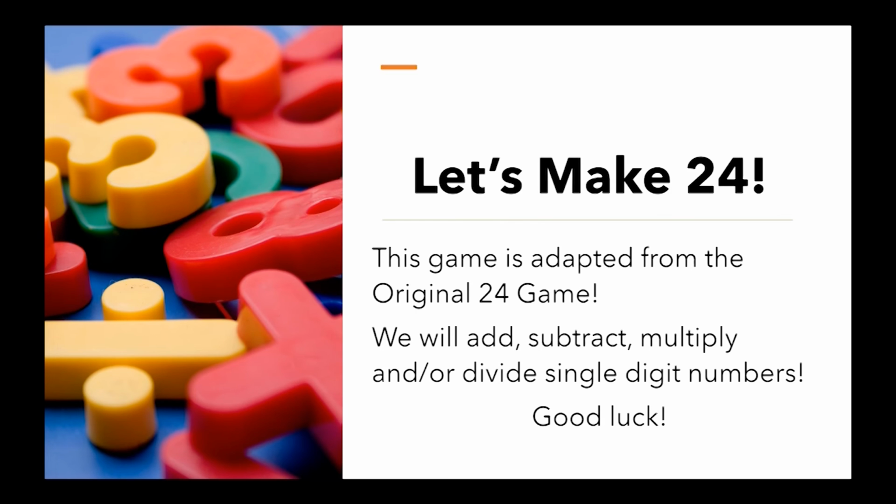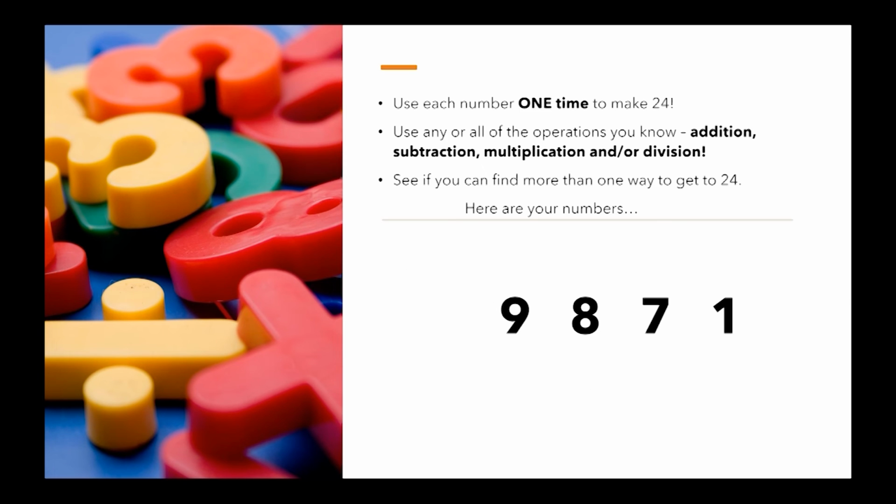Today's game is adapted from the original 24 game. We will add, subtract, multiply, and possibly divide single-digit numbers to make 24. Good luck! When playing this game, you will be given 4 numbers, and you will use each number 1 time to make 24. Using the 4 operations, use whatever it takes, addition, subtraction, multiplication, or division, and find a way to make 24. Then see if you can find another way.